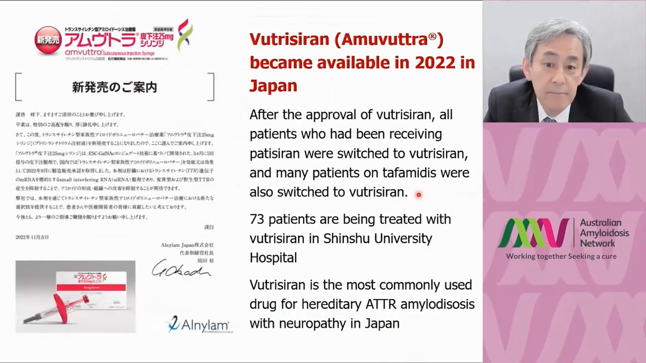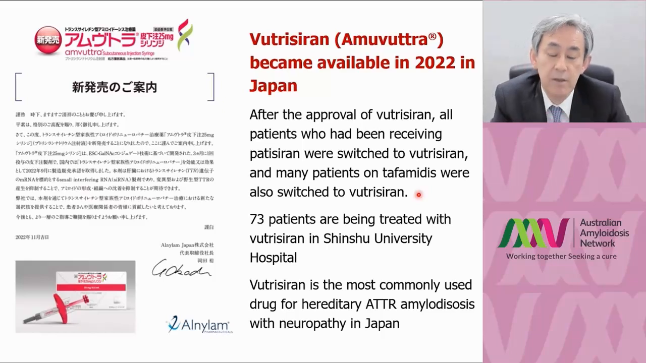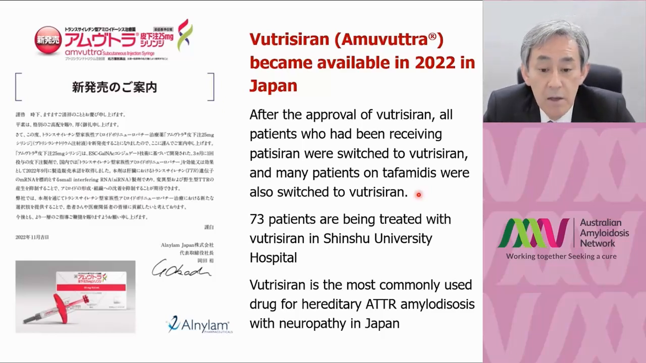In Japan, vutrisiran became available in 2022. After the approval of vutrisiran, all patients who had been receiving patisiran were switched to vutrisiran, and many patients on tafamidis were also switched to vutrisiran. In our hospital, 73 patients are being treated with vutrisiran, and vutrisiran is the most commonly used drug for hereditary ATTR amyloidosis with polyneuropathy in Japan.